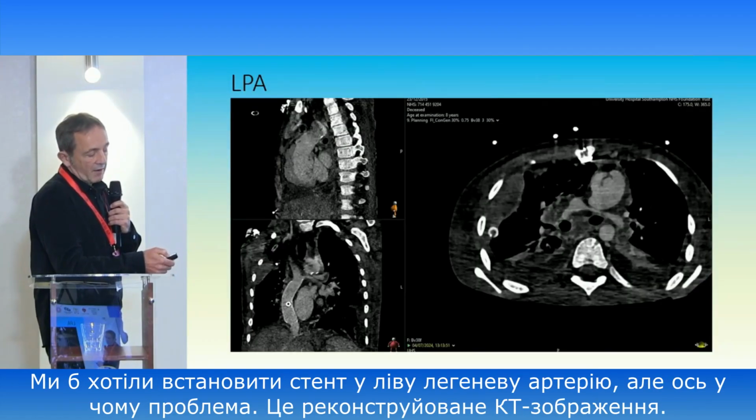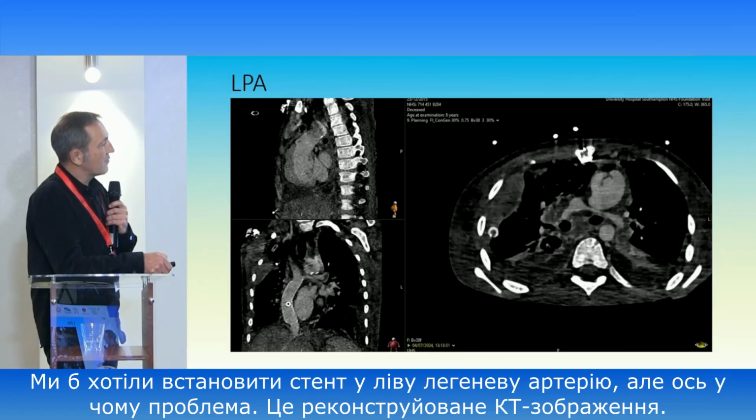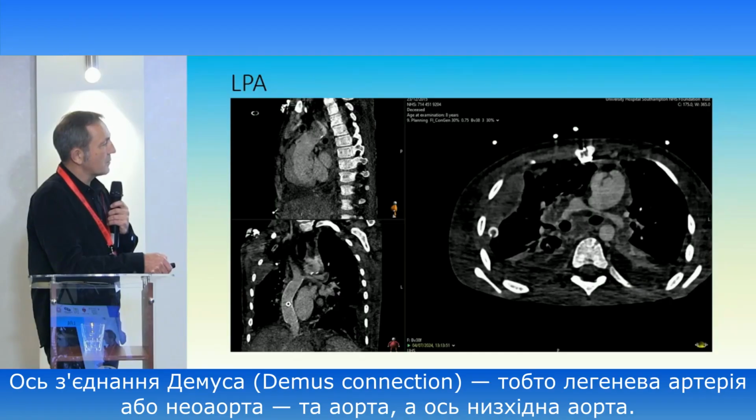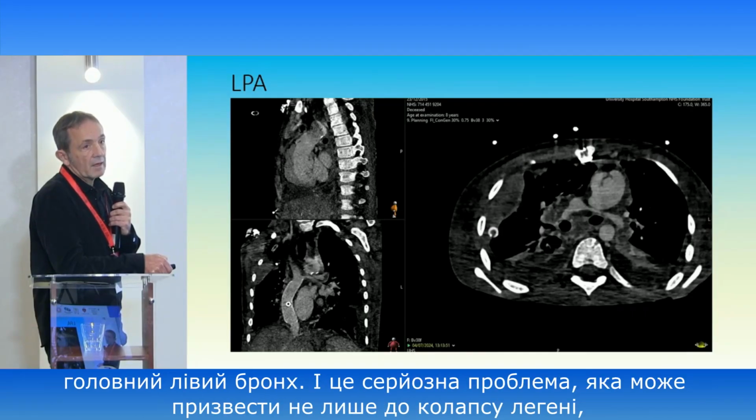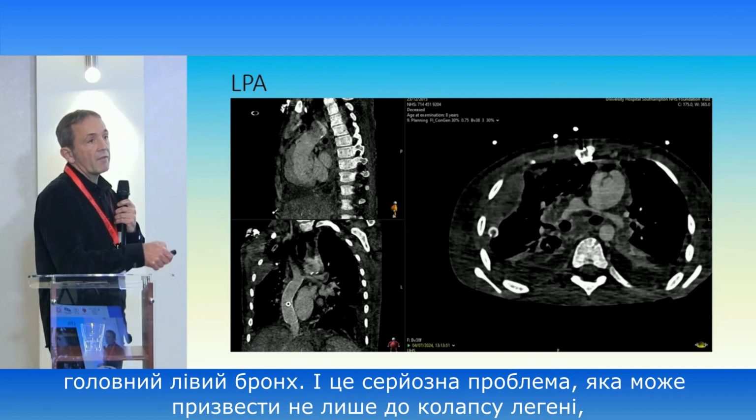We'd like to stent the left pulmonary artery, but this is the problem. This is a CT scan reformatted. This is the Damus connection, so the pulmonary artery, neo-aorta and the aorta. This is the descending aorta, this is the left main bronchus, and this is the left pulmonary artery. So if we put a stent into the left pulmonary artery, we're going to compress the left main bronchus. And that's a major issue.